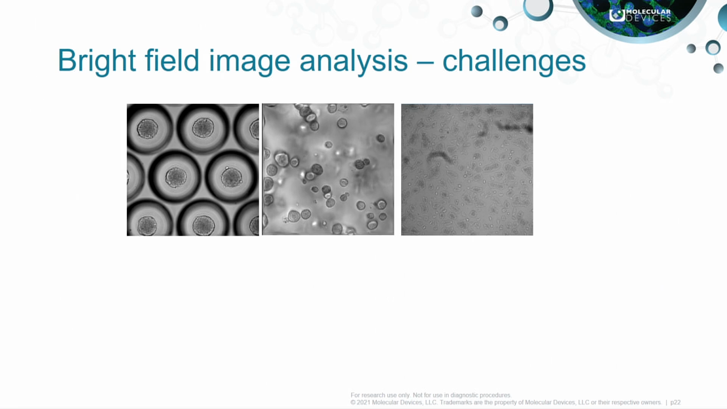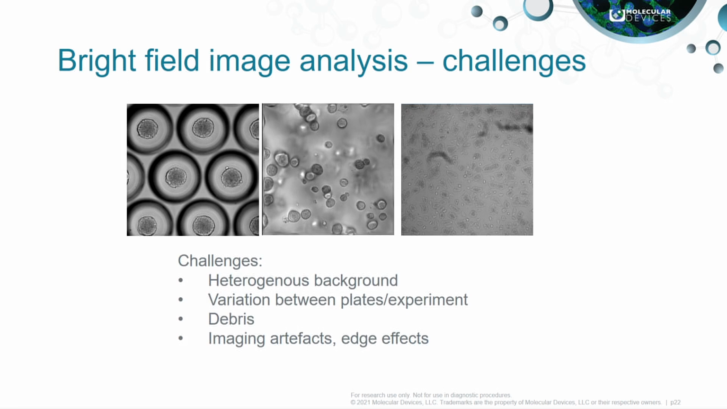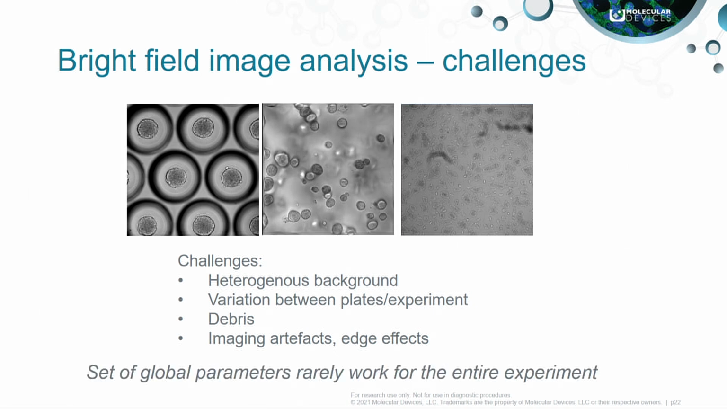So here are some example images that highlight the difficulties when you come to image analysis of objects captured in bright field microscopy, so non-fluorescent based. Obviously, there's a very heterogeneous background. There's a lot of edge and well effects. And so it makes it really hard for someone to come up with a set of parameters that will help you identify the objects in an automated fashion. Usually, a set of global parameters would rarely work for the experiment. You find yourself having to go back to the images over and over just to make little changes so that you can get nicely segmented images.